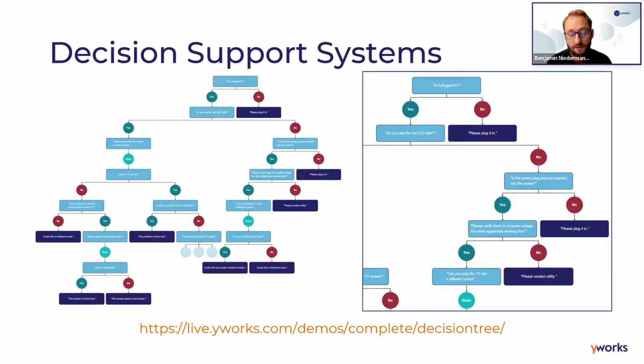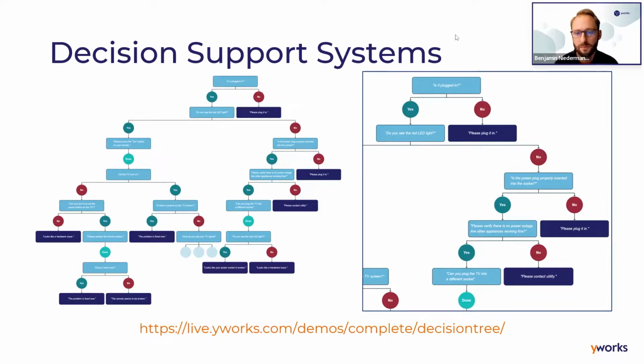Another example that I would like to mention are decision support systems. Here, the idea is that the top node is an initial question that we would like to solve. So for example, if you consider a television company, and this television company has a support hotline where you can call if you have some problem with your television, then the support hotline can use this tree layout to structure the conversation.